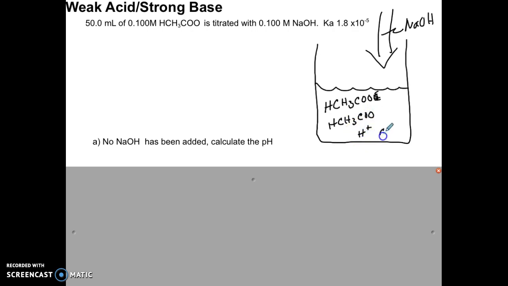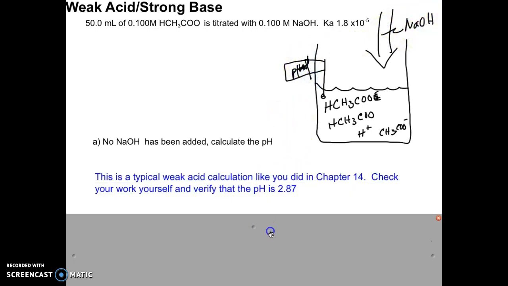There's only a small portion, to the tune of 1.8 times 10 to the negative fifth, that will actually dissociate. So if we haven't added any NaOH and we put a pH meter in here to measure the pH, I haven't added any NaOH yet.